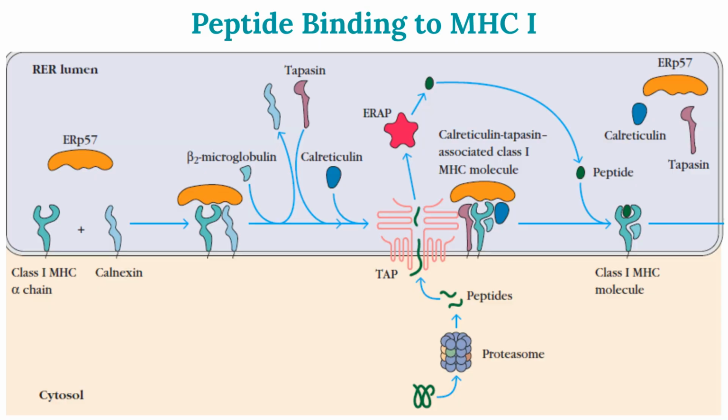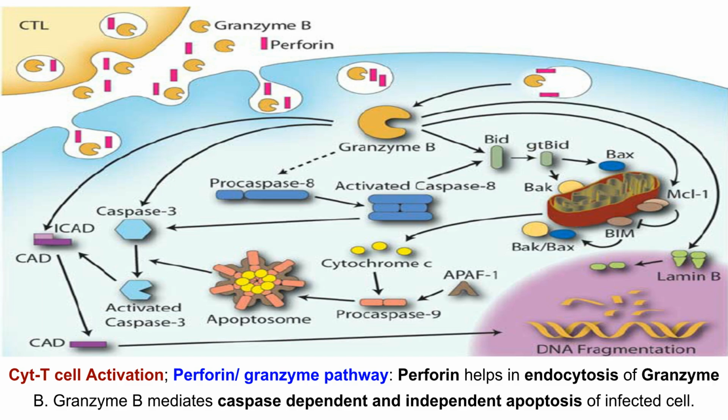This diagram illustrates the intricate process of peptide binding to MHC Class I molecules within the RER lumen, involving various chaperones and enzymes to ensure proper assembly and presentation. Once MHCI presents a cognate antigen on the cell surface, it activates cytotoxic T cells. This activation initiates the perforin granzyme pathway, leading to the apoptosis, or programmed cell death, of the infected cell.